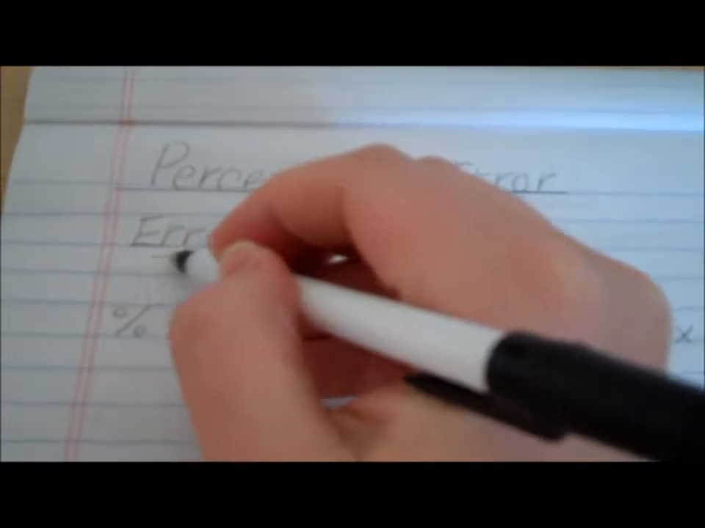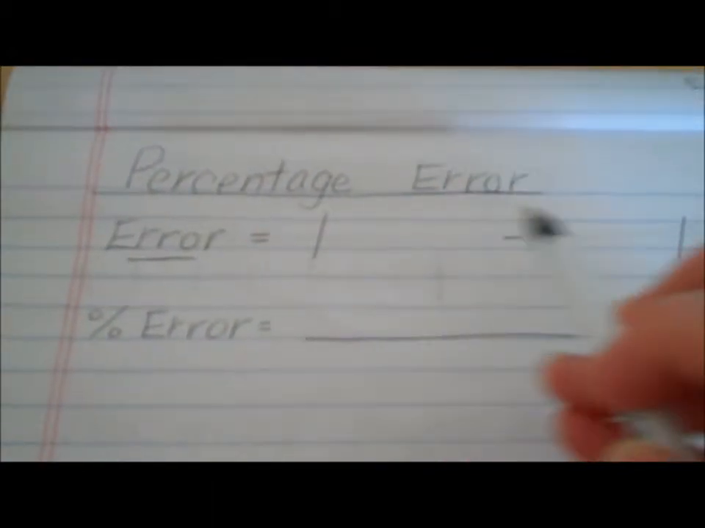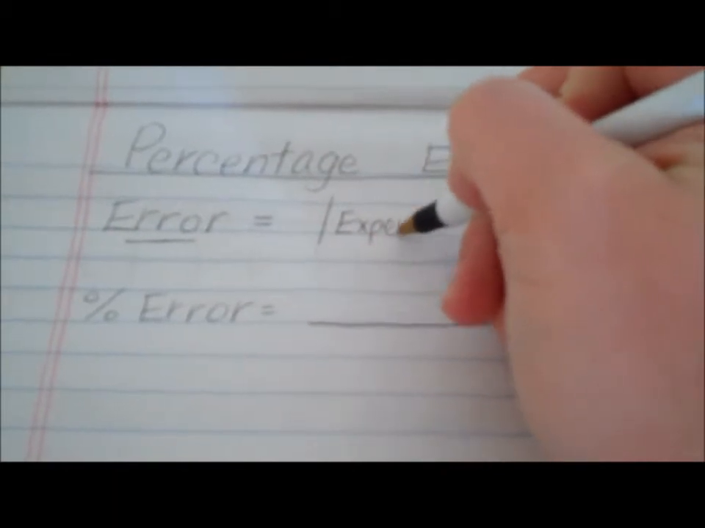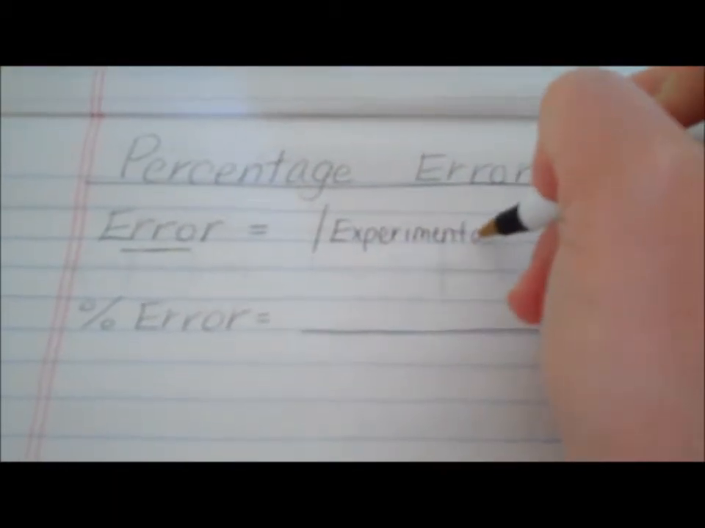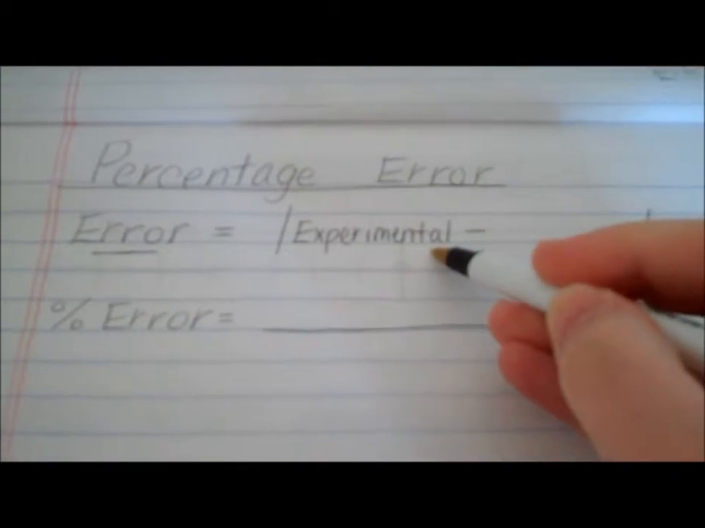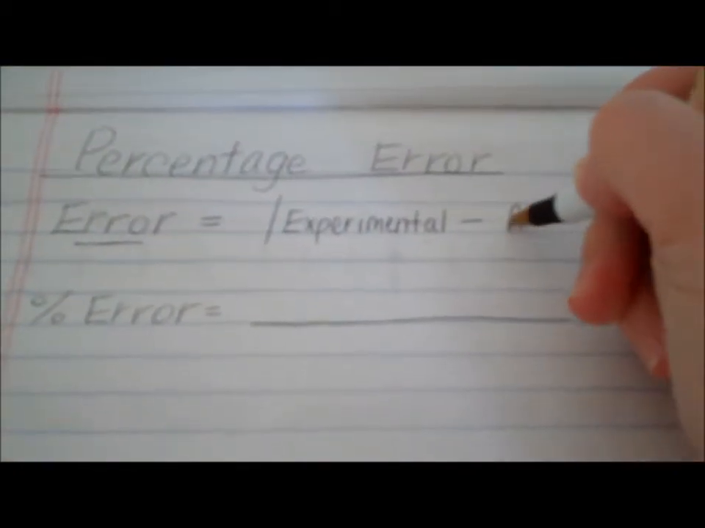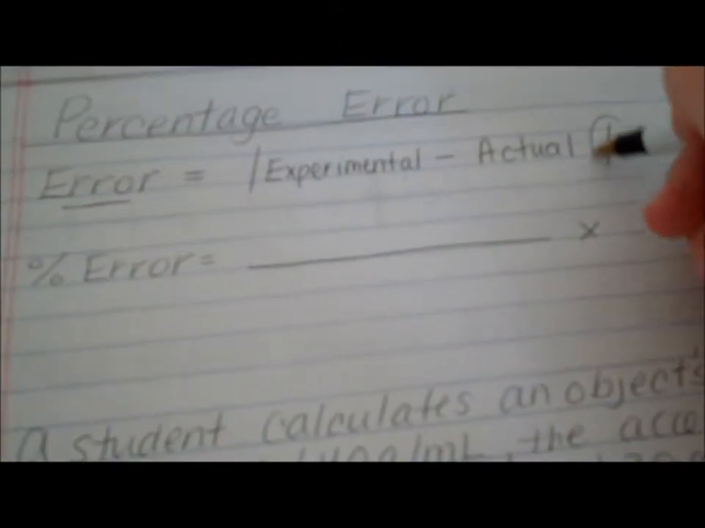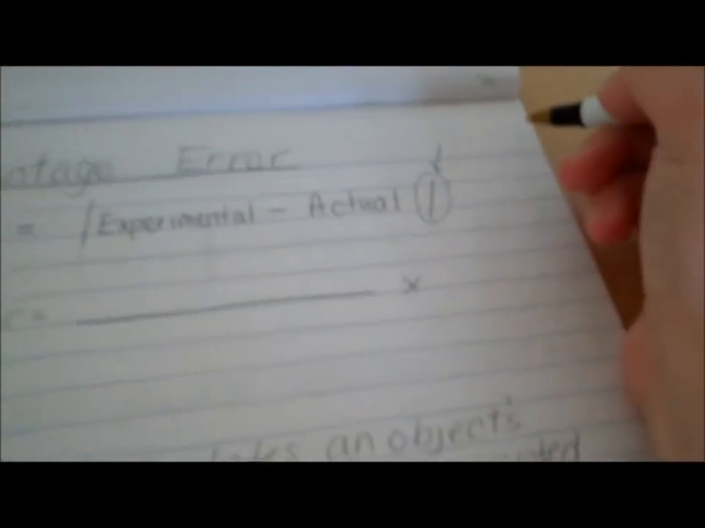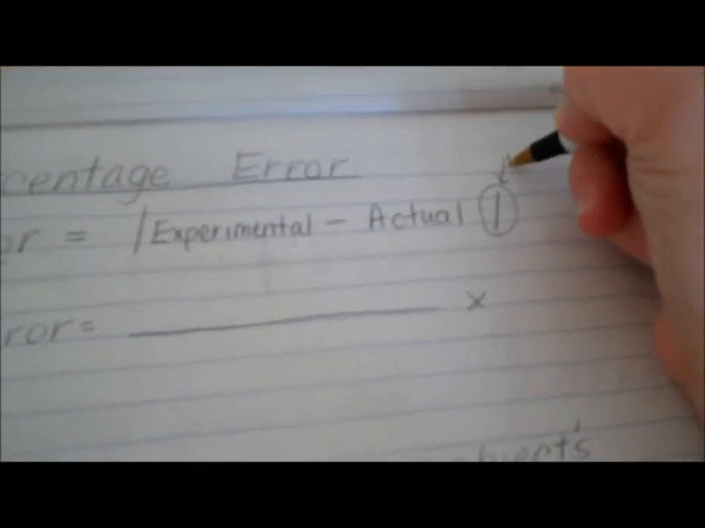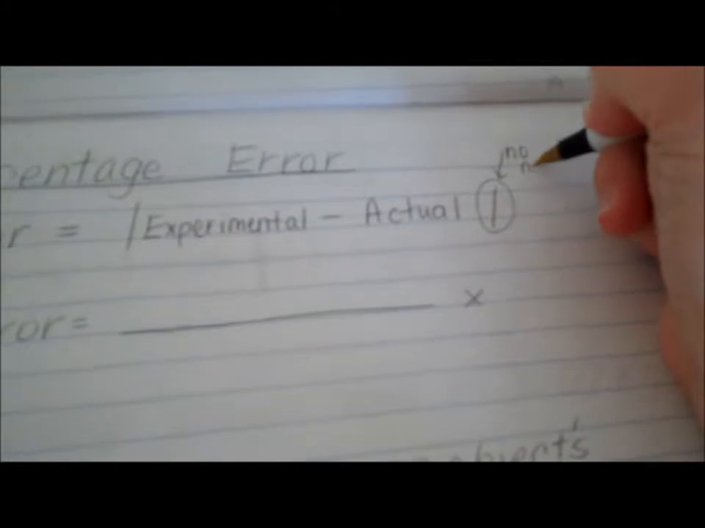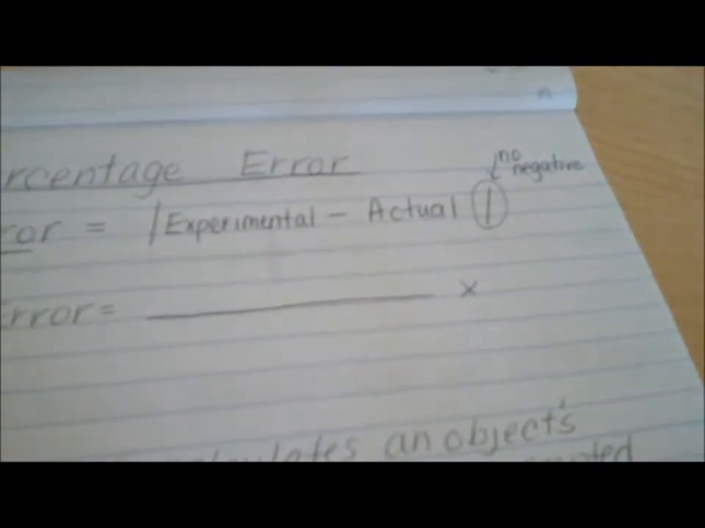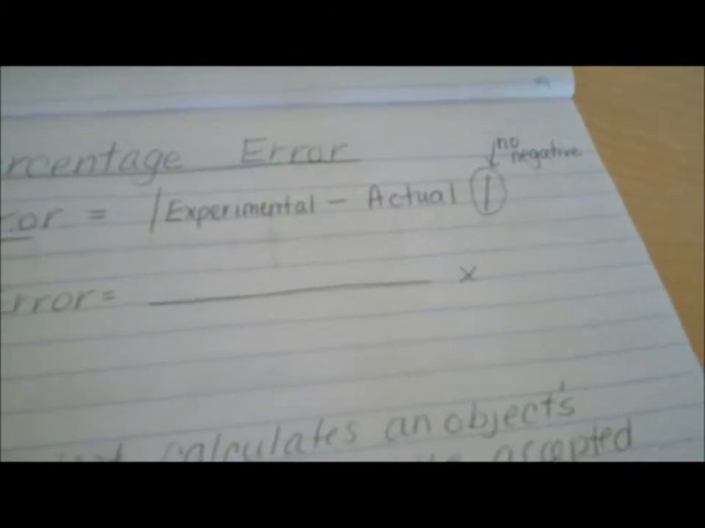So to calculate error, we're going to look at the absolute value of the difference of our experimental value from our problem, or what we found in our lab, minus our actual value. Now, notice how we have these absolute values. Don't forget that absolute value means that you will not have any negatives, meaning when we eventually get to percent error, we're not going to have any negative percents.